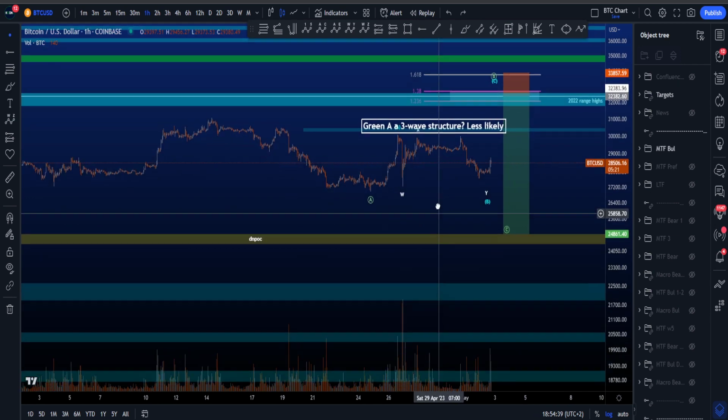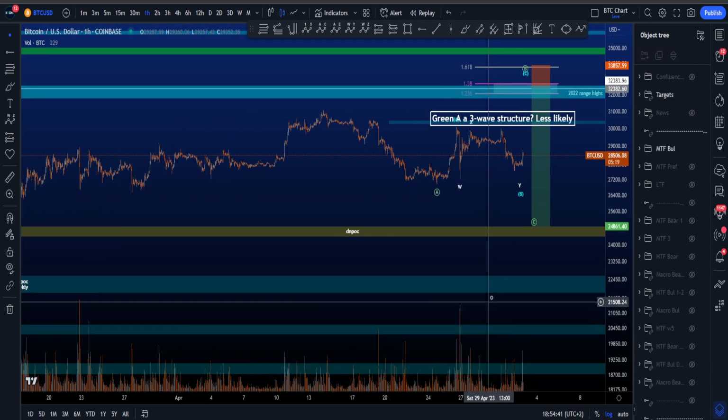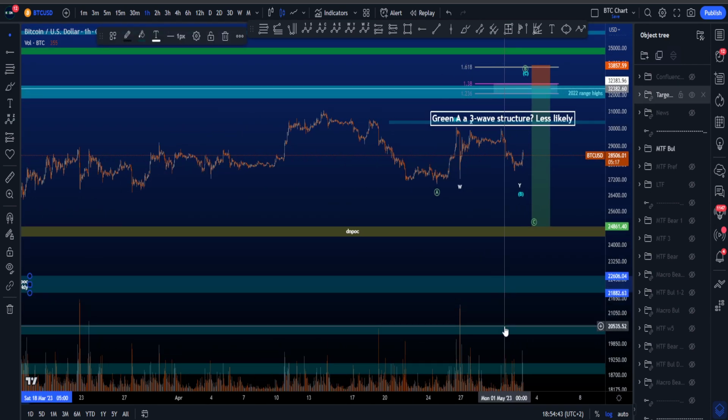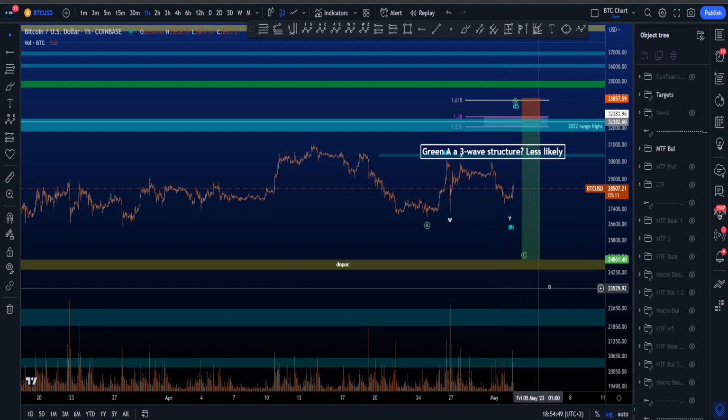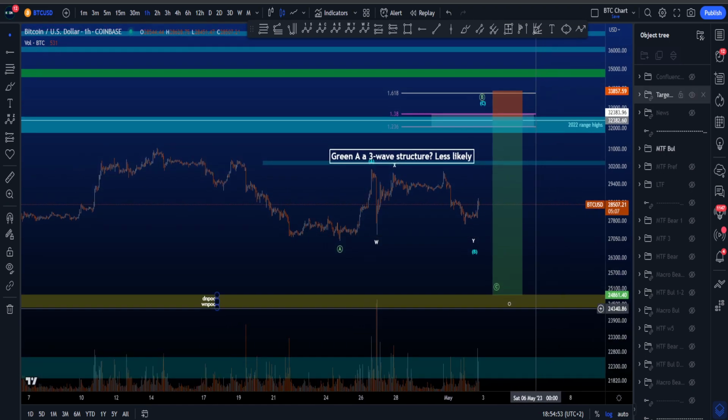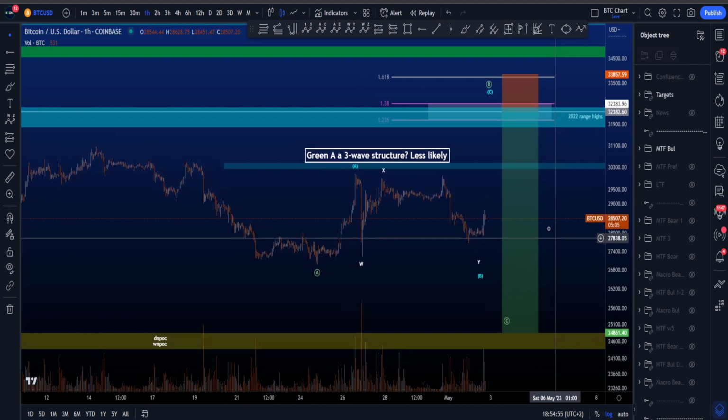However, we also have other target boxes to the downside, and another interesting one is between 22.6K and 21.8K. So I'm definitely going to be looking at these two target boxes for potential support on the Bitcoin price, and then of course we wait and see what Bitcoin is going to do there.